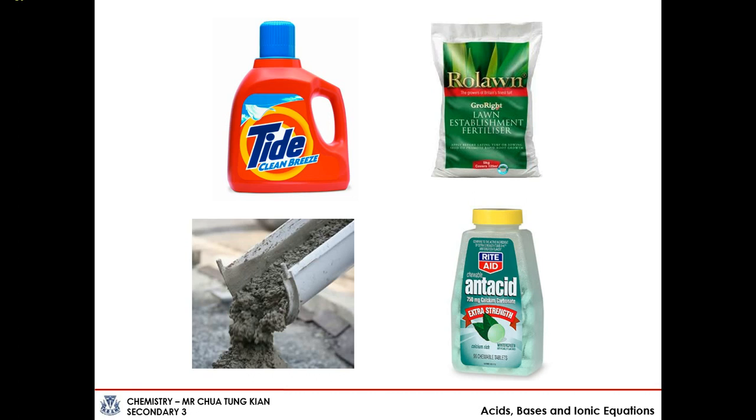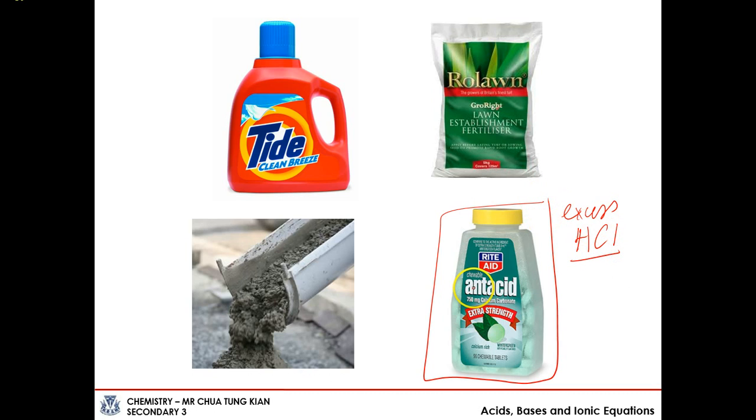So here are some common examples which contain alkalis. Antacid, this is the medicine which you take when you have gastric pain. Gastric pain is sometimes caused by excess acid in your stomach, and your stomach contains hydrochloric acid. So if you have too much HCl, you take some antacid to remove the H plus from HCl. No H plus, no acidic properties, then your pain will go away.